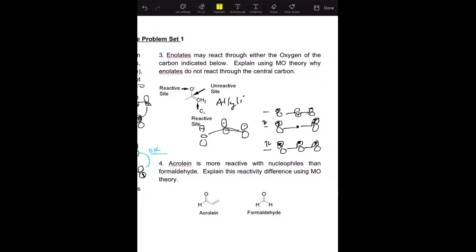HOMO is highest occupied molecular orbital. Is that right? So the second is the highest energy orbital that has electrons in it. All right. So because that's the HOMO.